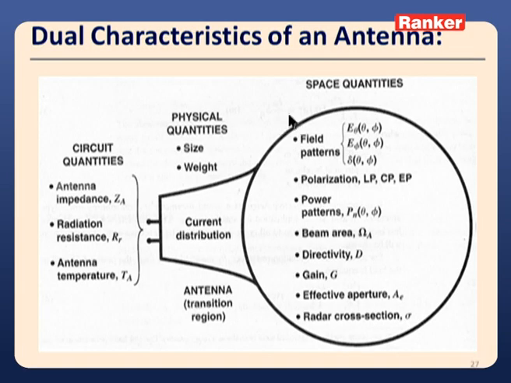Observe this figure. Let us take this is the antenna that we have. For this antenna structure, at the input end all the circuit quantities will be there. The circuit quantities are antenna impedance, the radiation resistance, the antenna temperature, and these are called the circuit quantities. Along with them the voltage and current also come into the picture at the input of our antenna. And what are the physical quantities of our antenna? What is the size of the antenna? What is the weight of the antenna? And what is the current distribution of the antenna? This is simply the antenna transition region. Now after this what you get is completely radiation. So in this radiation, in the space, different parameters come into the picture.